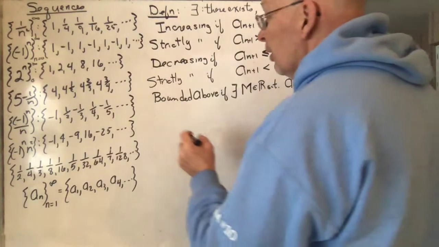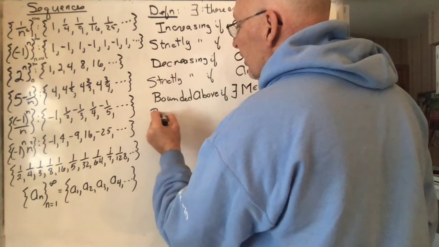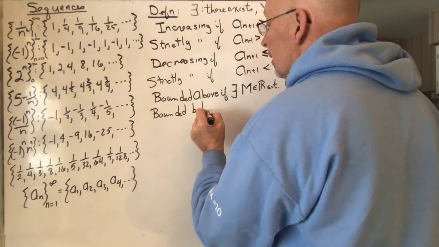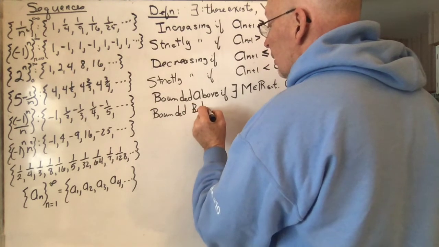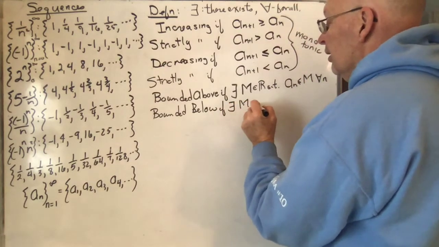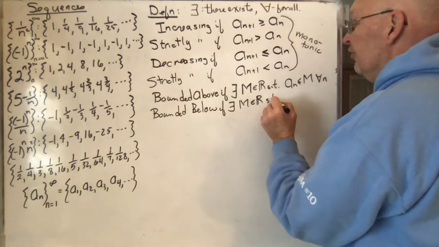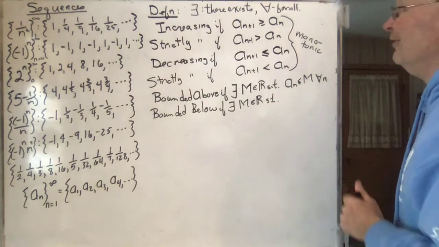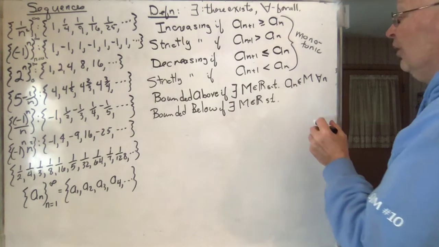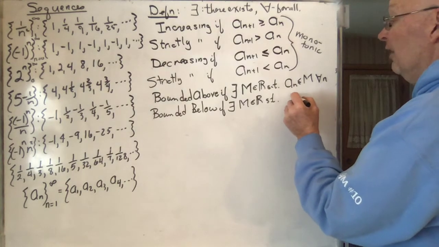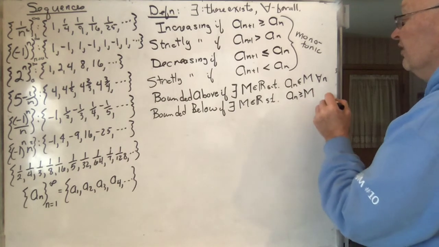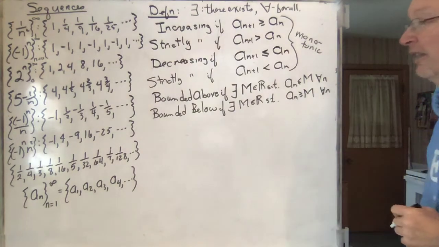Okay, what does bounded below then mean? You can guess it. It's bounded below if there exists some real number such that, what's true? All the a sub n's are greater than or equal to this number. Okay, then it's bounded below.